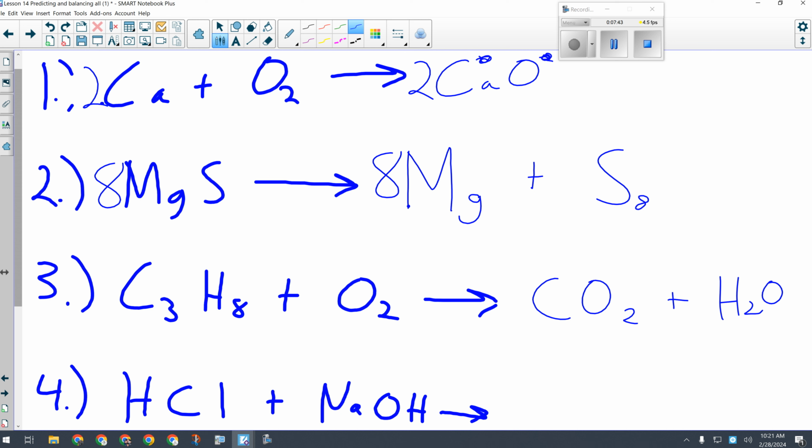Do I need both balancing rules? No, 3 is an odd number, so I don't have to apply the rule of 2. Now I'll balance alphabetically. 3 carbons, 3 carbons. 8 hydrogens, 4 times 2 is 8, and now I can do the oxygens. 4 times 1 is 4 oxygens there. 3 times 2 is 6 oxygens there, 6 plus 4 is 10, 5 times 2 is 10. Questions on the combustion one?